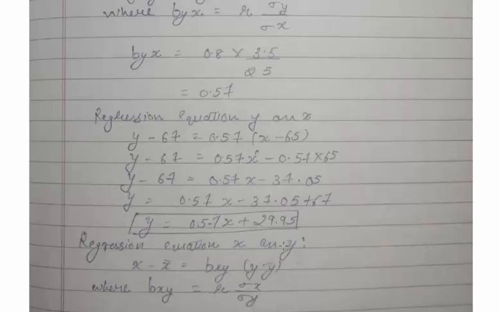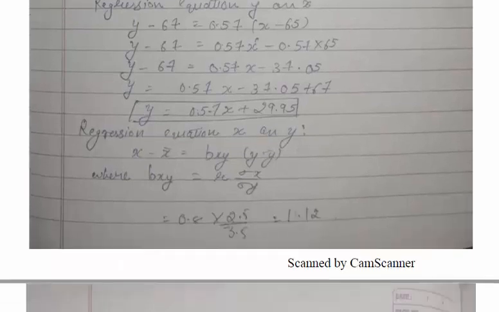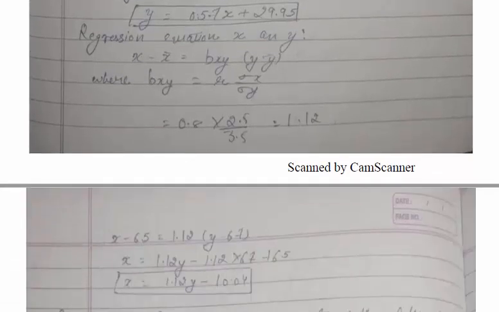Now we suppose the regression equation of x on y: x minus x bar equals bxy times (y minus y bar), where bxy is given by r sigma x over sigma y. Again we substitute the given values and this is our regression equation of x on y.